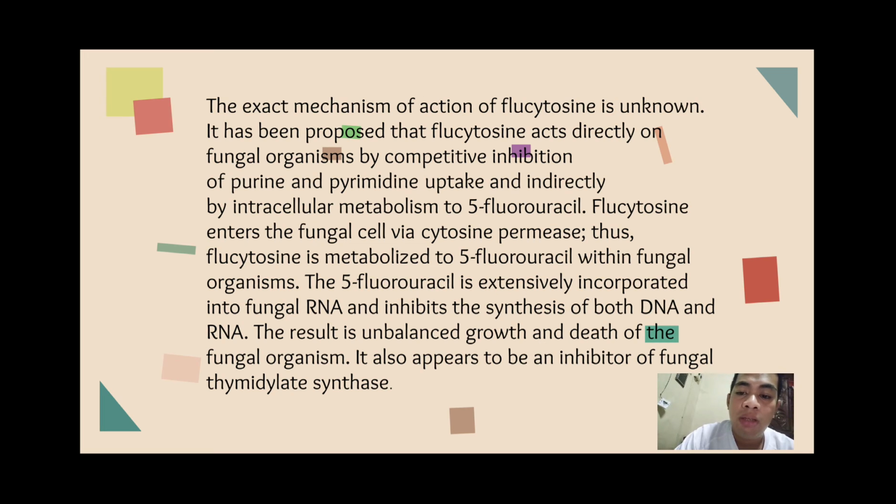The exact mechanism of action of flucytosine is unknown. It has been proposed that flucytosine acts directly on the fungal organism by competitive inhibition of purine and pyrimidine uptake, and indirectly by intracellular metabolism to 5-fluorouracil. Flucytosine enters the fungal cell via cytosine permease, and flucytosine is metabolized to 5-fluorouracil within the fungal organism.